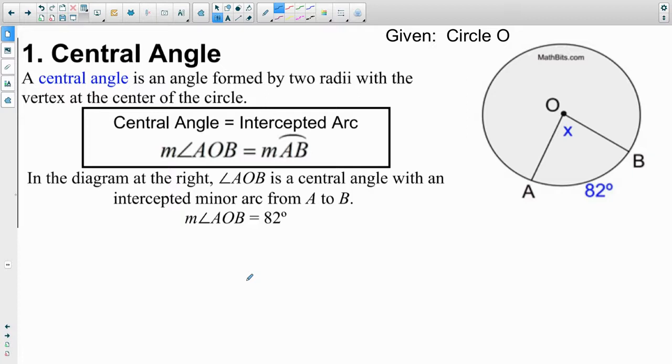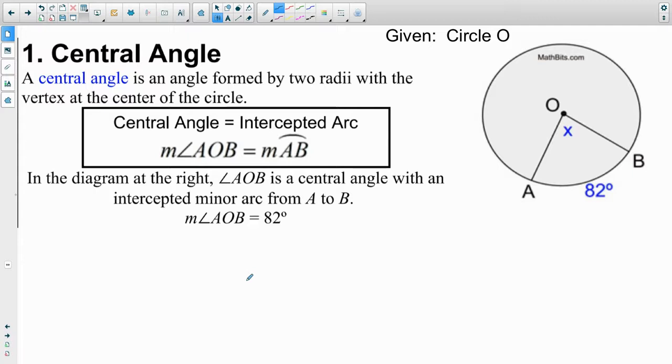Let's begin with central angles. Central angles are probably the easiest of all the circle theorems we're going to learn. A central angle is an angle formed by 2 radii with the vertex at the center of the circle. And quite simply, a central angle will always be exactly equal to its intercepted arc, both being 2 different things that can be described in degrees.